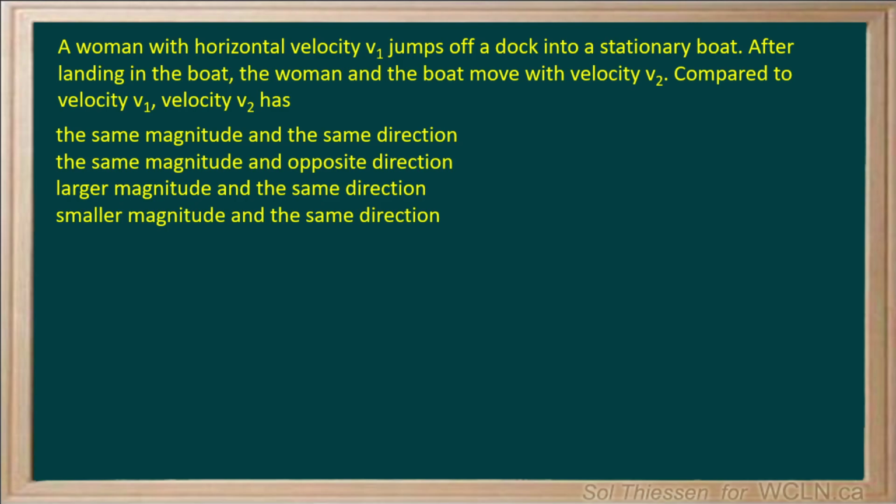So really, to solve this problem, all we need to know is the law of conservation of momentum, which tells us that the system momentum before any given event must be equal to the system momentum after that event, provided that the system remains closed. So initially, the only system momentum comes from the woman. So her momentum is her mass, the mass of the woman, times her velocity, which we're told is v1.